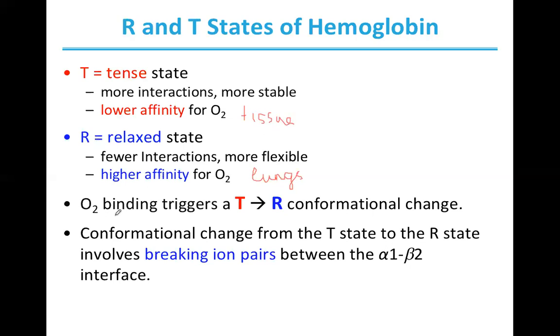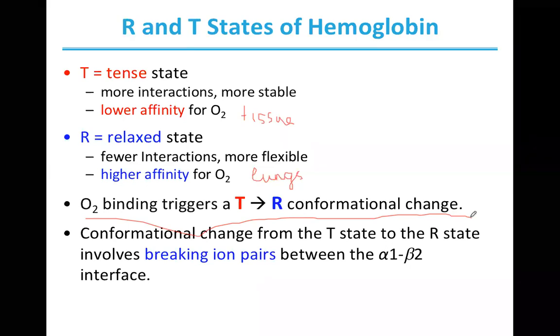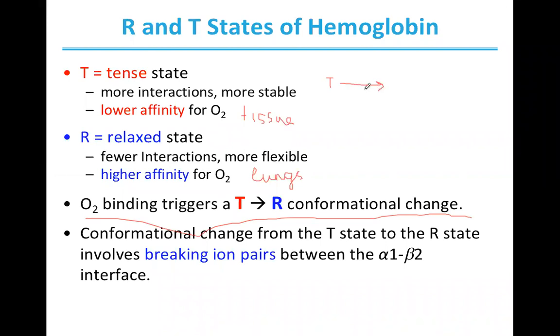And so O2 binding triggers this T to R conformational change. So think about it. So now in the hemoglobin, we have 4 sites for oxygen, right? So one way to understand this is, let's say you have a T state, right? It goes into the lungs.